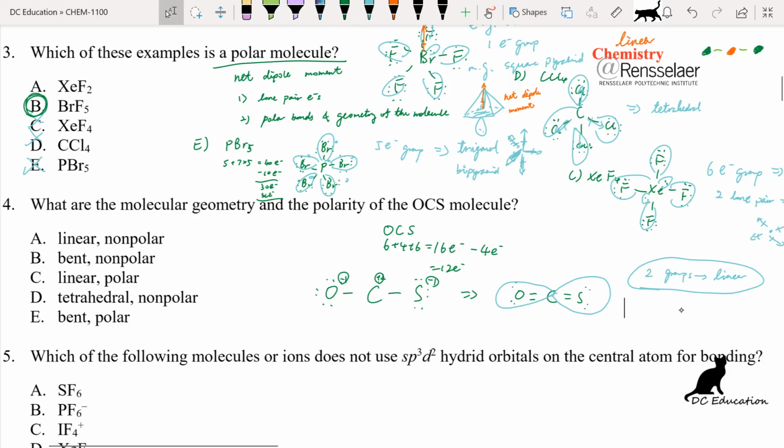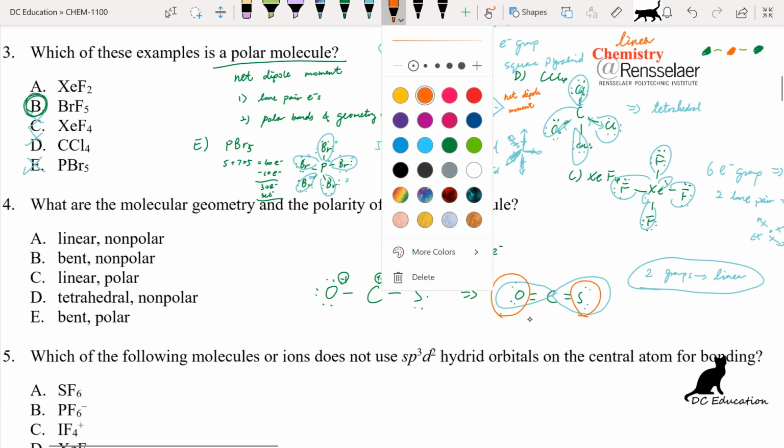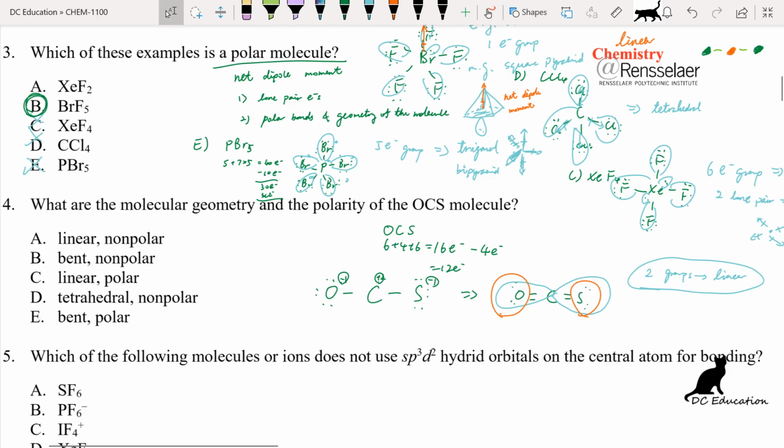Due to the fact that the sulfur atom and the oxygen atom do not have the same electronegativity, there should be a net dipole moment pointing this way. It's linear, so there's a dipole moment over here and a dipole moment over here, but this one is stronger. So the dipole moment on the sulfur does not necessarily counter the dipole moment pointing towards the oxygen, and that's why it's a polar molecule. So the answer should be linear.